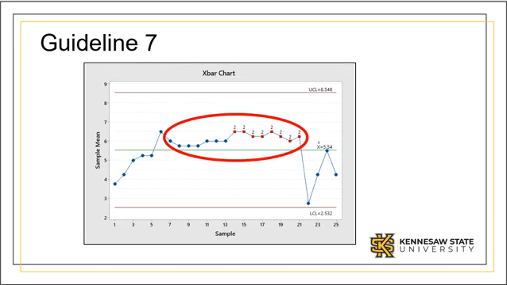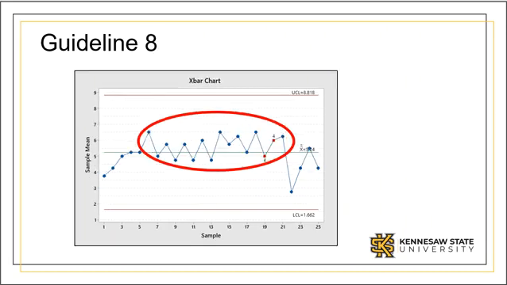Another indicator of special cause would be 15 points in a row within 1 standard deviation of the center line on either side. 15 points within 1 sigma of the center line are indications of stratification. Look at the R chart to best see this behavior.